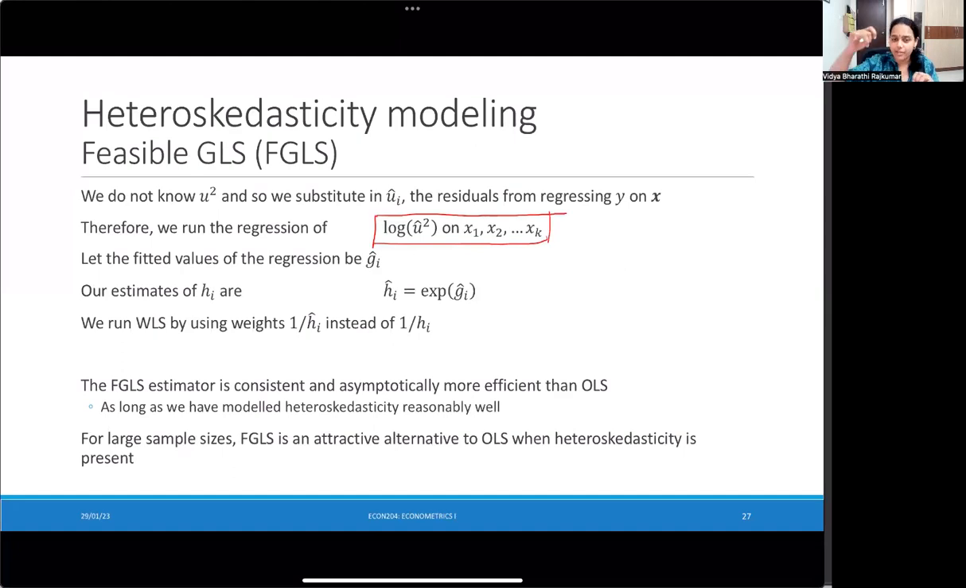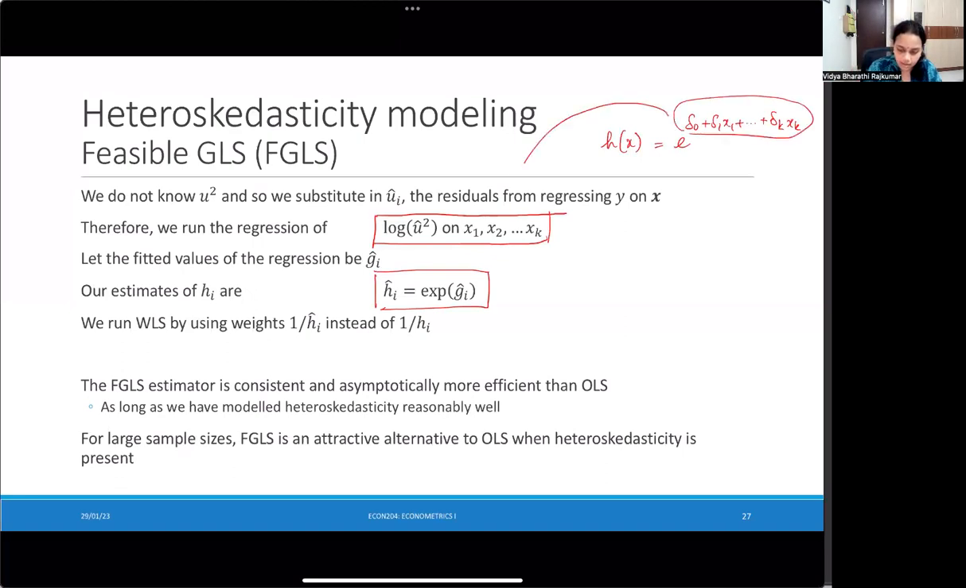And we take an exponent of that. So if you take exponent of g i hat, the result that you get is your h i hat. So remember, we started off by defining h of x to be e power delta naught plus delta 1 x1 and so on up to delta k xk. Now, this delta naught plus delta 1 x1 and so on, we have an estimate of that from our log regression. So in order to get h, all that we have to do is take an exponent of the predicted value of that log u hat square. So we just have to do exponent of g i hat, and that gives us our h i hat.